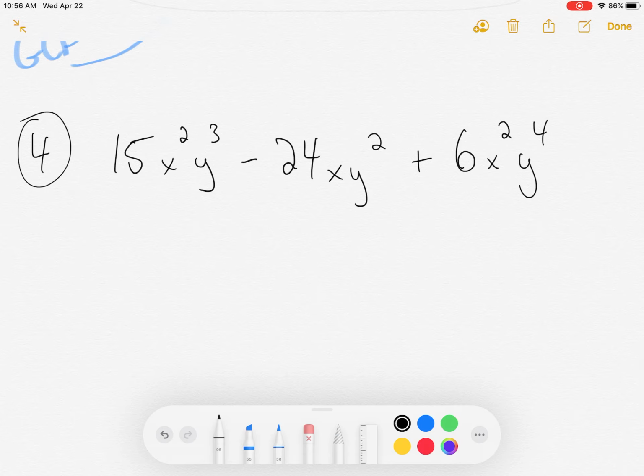Okay, last one. Now this one looks big and scary, but it's the exact same thing, just with two variables. So we're just going to do a little bit more work. It's not really that bad. So again, let's start finding our GCF.